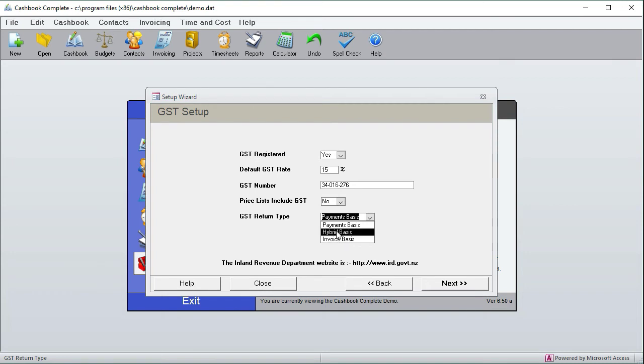Then hybrid basis is a combination of the two, where it uses your invoices for your income. So it's like invoice basis for your income, but it's basically payments basis for all your expenses. So those are the three different types of GST return, and again, I strongly recommend payments basis.